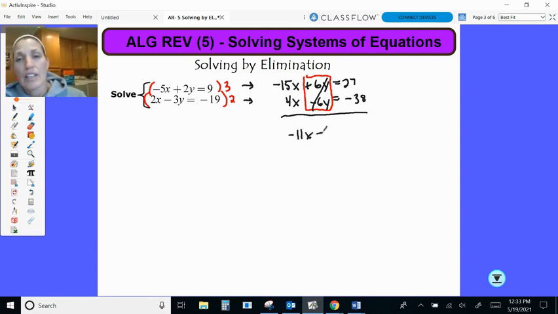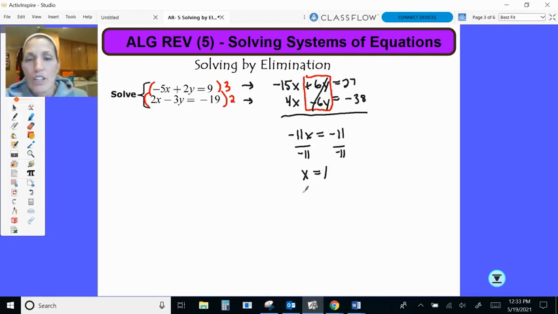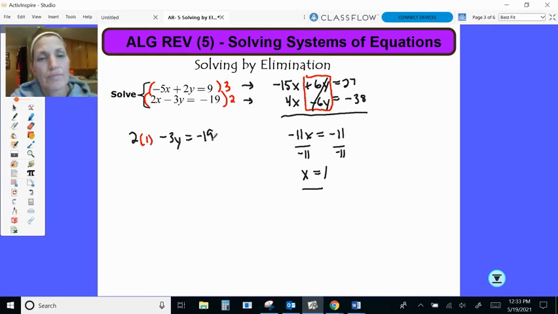So this becomes -11x equals, what is that? -11. So that's nice. So we have divide by -11. So x is equal to +1. Okay, so that's what our x value is. What is our y value? So now we're going to come over here and plug this in for, let's go to the bottom equation. So 2 times 1 right here, minus 3y equals -19. Okay, so 2 minus 3y equals -19.